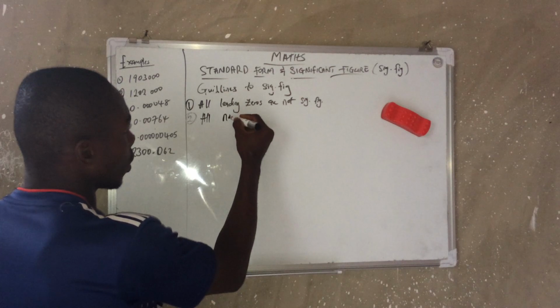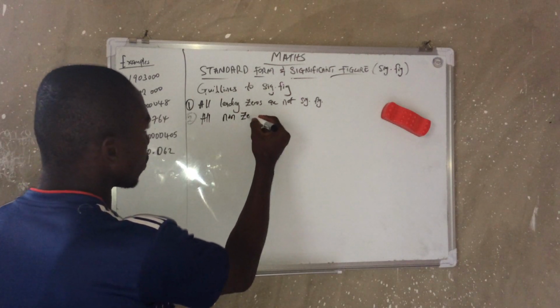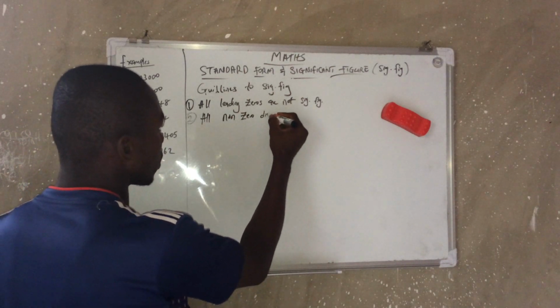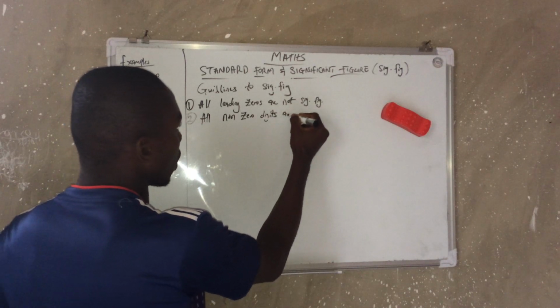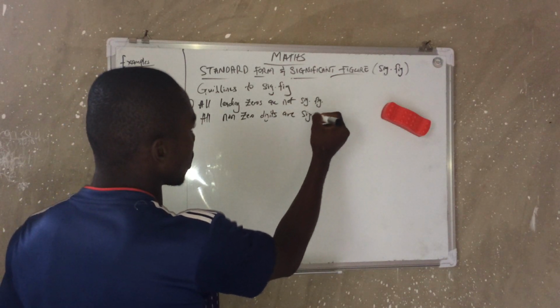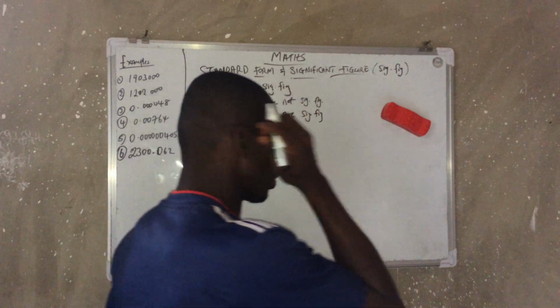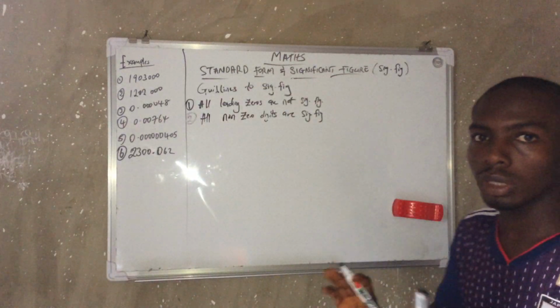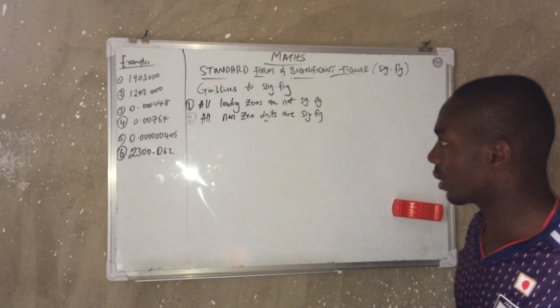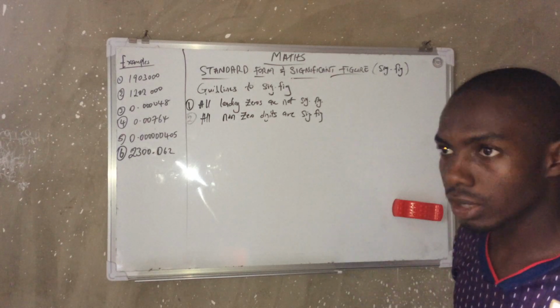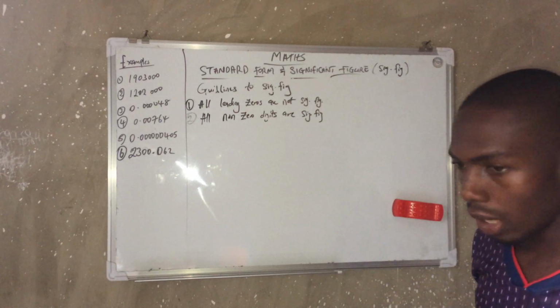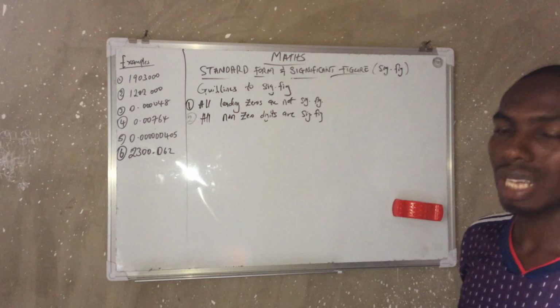Now the second one says all non-zero digits are significant figures. All non-zero digits are what? Significant figures. So for us, if it's not zero, it is a significant figure. Even if it's 1000, it is a significant figure.